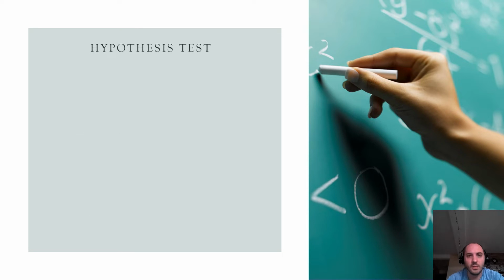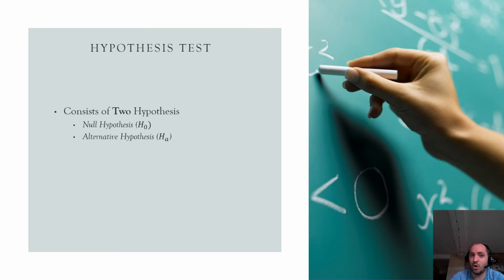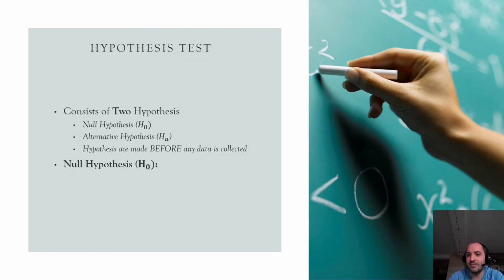So your hypothesis test itself is going to consist of two hypotheses. Those hypotheses are your null hypothesis and your alternative hypothesis. And these hypotheses are made before you collect data formally. So you set up a hypothesis test, then you collect data later on. Your null hypothesis is what's traditionally accepted. It's what people claim typically, but you want to find evidence against this.